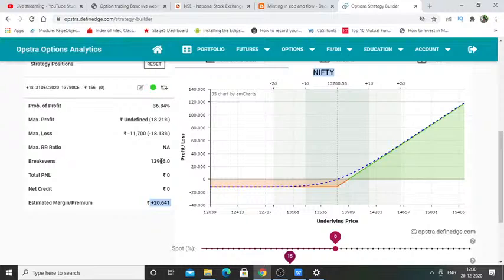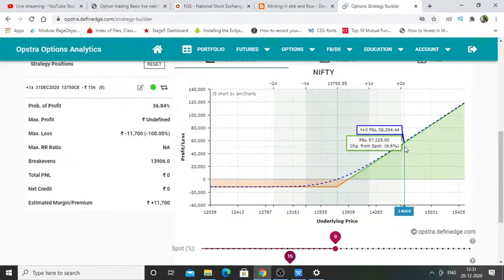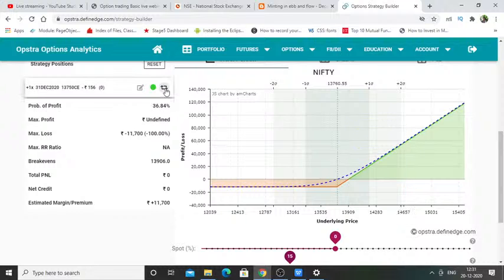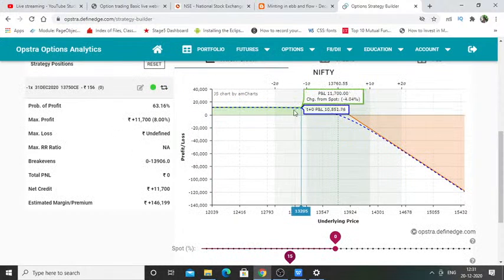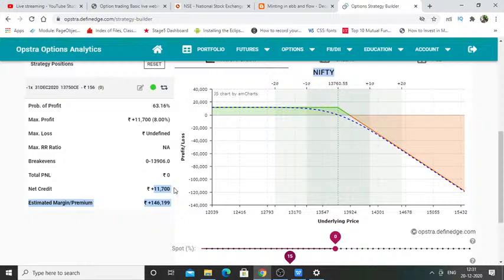So this is an option buying payoff graph, a call option buying payoff graph. If the market keeps moving down, I'm not going to lose more than 11,000. But if, for example, before this expiry the market goes to 14,600, my profit will be 56,000. If you're an option seller, your maximum profit will be only 11,700. You're not going to get a profit of more than 11,700. This is the amount you have got credited by selling this 156.